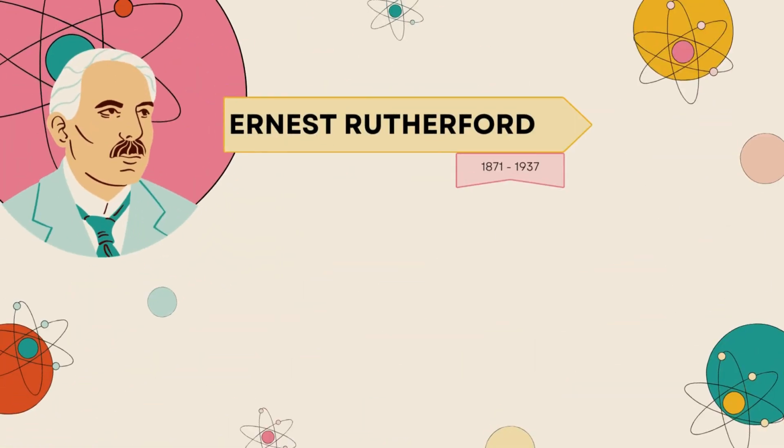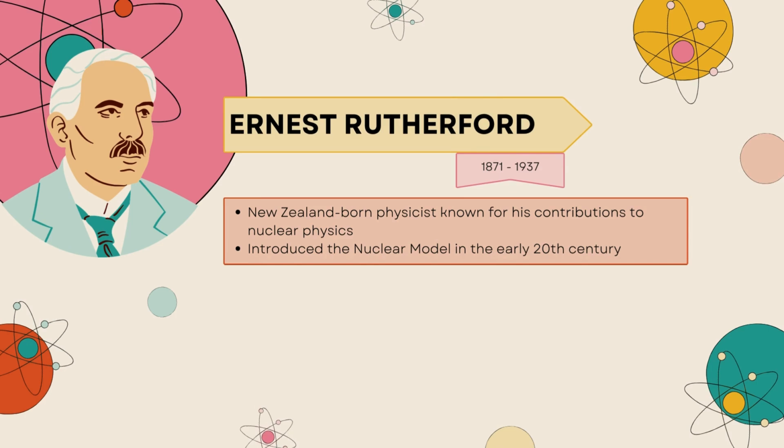In this way, a new scientist came, known as Ernest Rutherford. He was born in 1871 and died in 1937. He was born in New Zealand. He is a physicist known for his contribution to nuclear physics. He introduced the nuclear model in the 20th century.